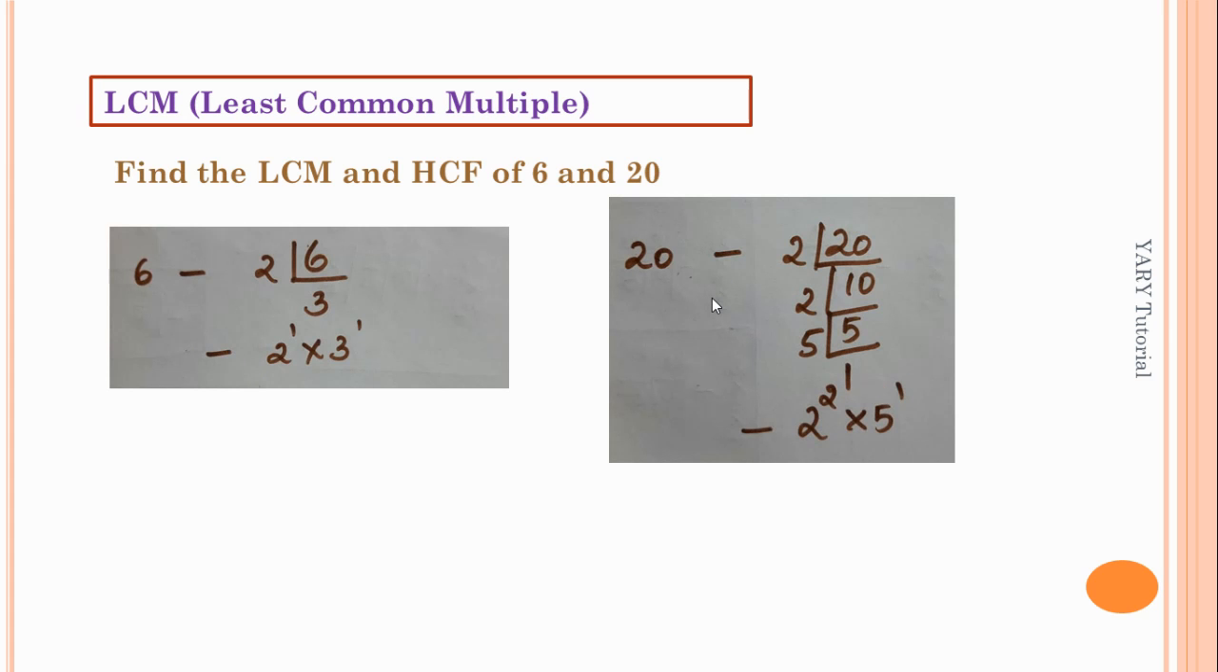In this video, we are going to see the LCM (least common multiple) and HCF (highest common factor) of two numbers. Find the LCM and HCF of 6 and 20. We are going to find the LCM as well as the HCF of these two numbers.